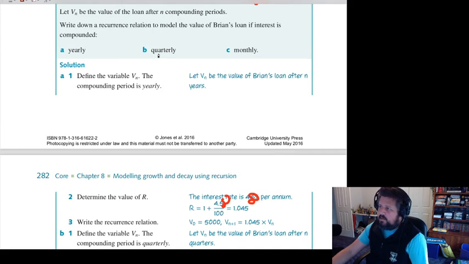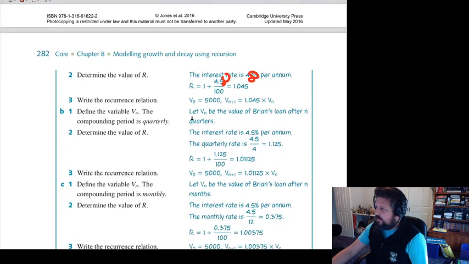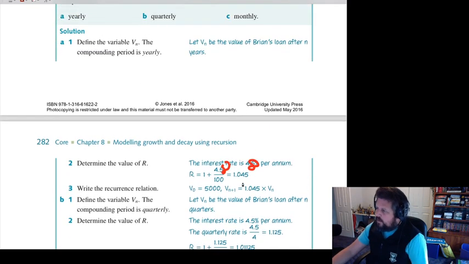Next, it's saying what happens if it's done quarterly. Okay, so same difference again. Now, in this example up here, it was 4.8% per annum. Per annum means yearly. So that's why we're just using the value 4.8 to do this calculation here. And it's all happy for yearly.